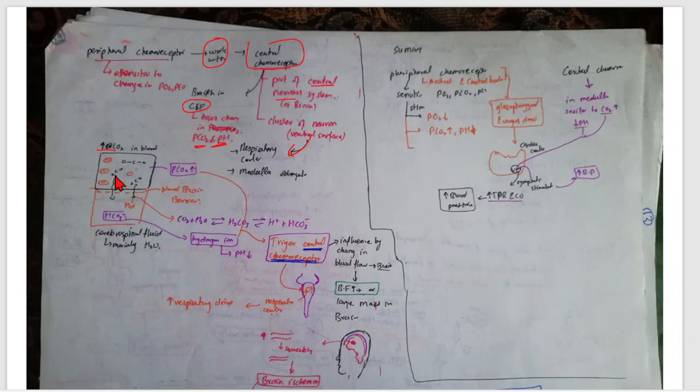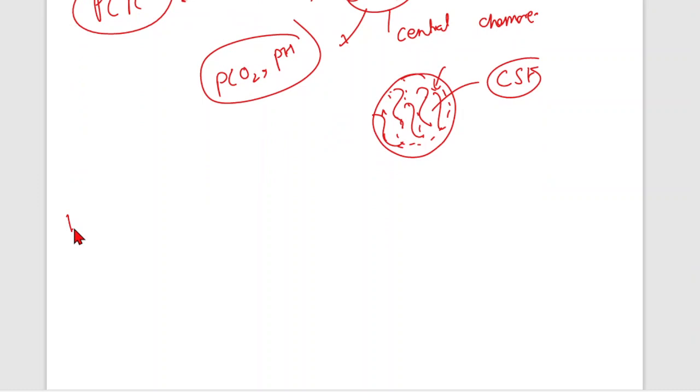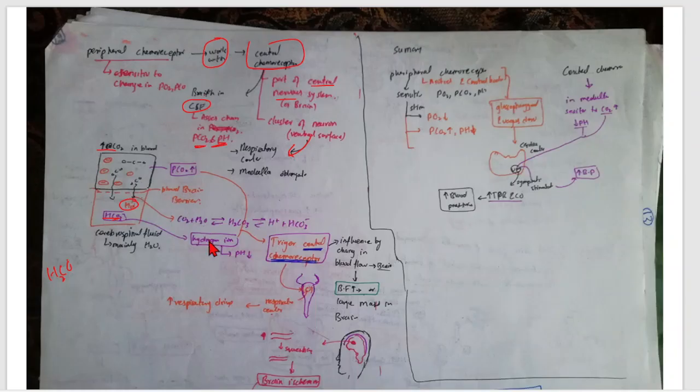So what will happen? This carbon dioxide goes inside into the cerebrospinal fluid, and it combines with H2O. When it combines with H2O, HCO3 ion and hydrogen ion are formed. For example, H2CO3 is formed. When H2CO3 is formed, it gives hydrogen ion plus HCO3 bicarbonate ion. So it gives hydrogen ion, and hydrogen ion decreases the pH.